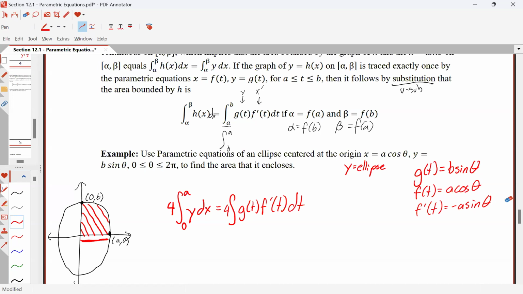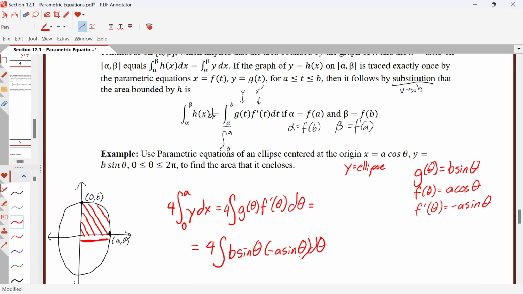We do not have the d theta on that. And so, because these are actually in thetas, we're going to switch that t to thetas everywhere, just to keep our variable the same throughout. But in general, t and theta represent the same thing. And so we actually have 4 times the integral of b sine theta times negative a sine theta d theta.